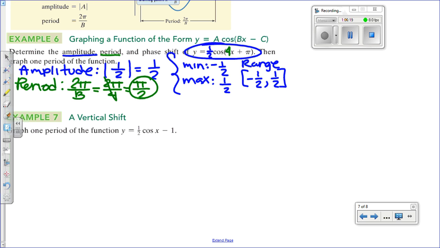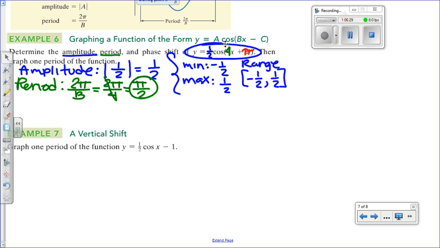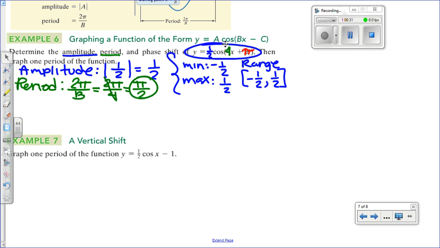Now, we do have a constant being added here, and that is pi. So we are actually going to use that constant to determine the phase shift of the equation. So the horizontal shifting, in other words. So the phase shift is going to be constant c divided by constant b.